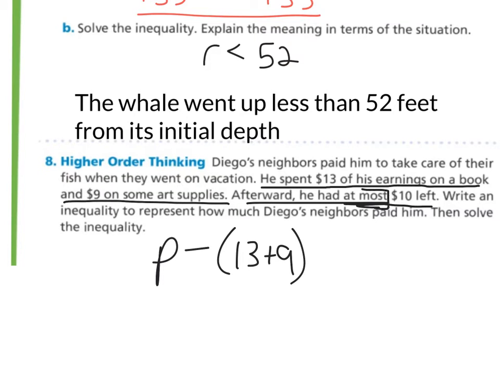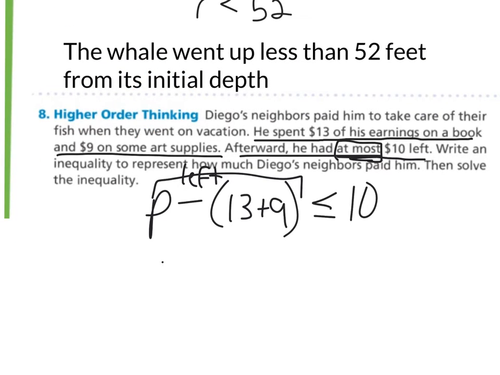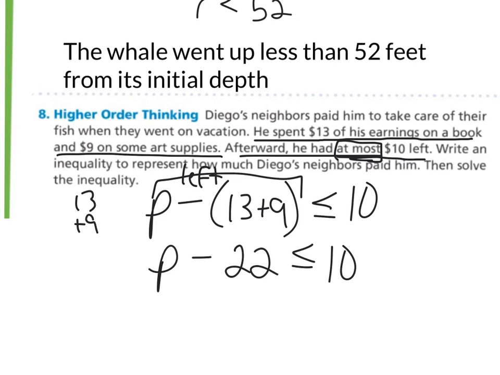And now if he has at most $10 left, this is what he has left, okay? The amount he has left is at most $10. That means it's less than or equal to $10. And then if we solve that, we can see altogether here he spent $22. If you wanted to work that out to the side first, you could, and then you could go straight to this equation. Okay, but don't just magically have a 22 that wasn't in the original problem.